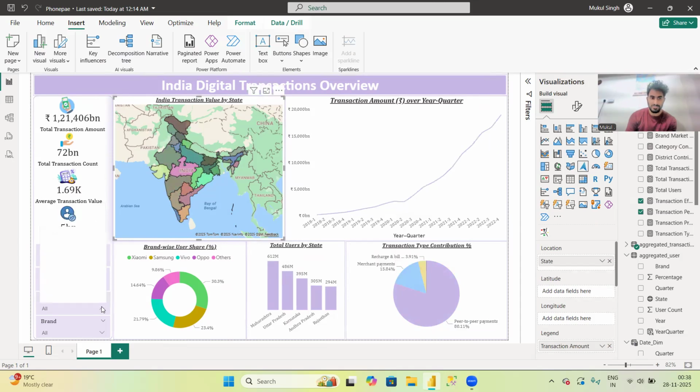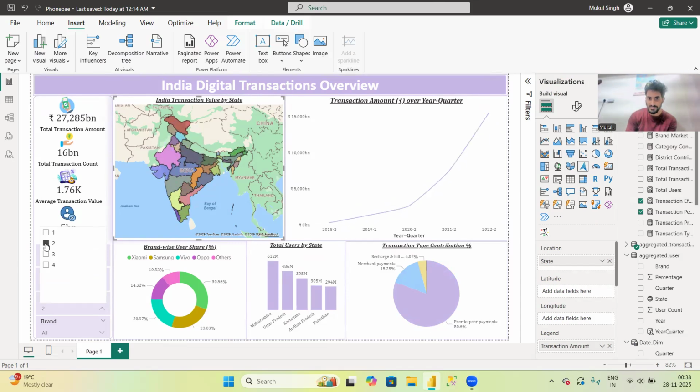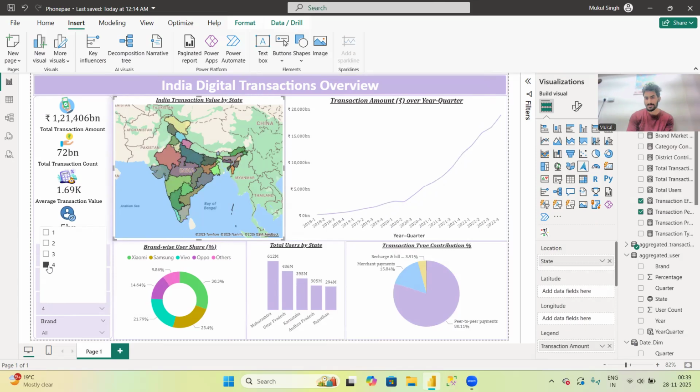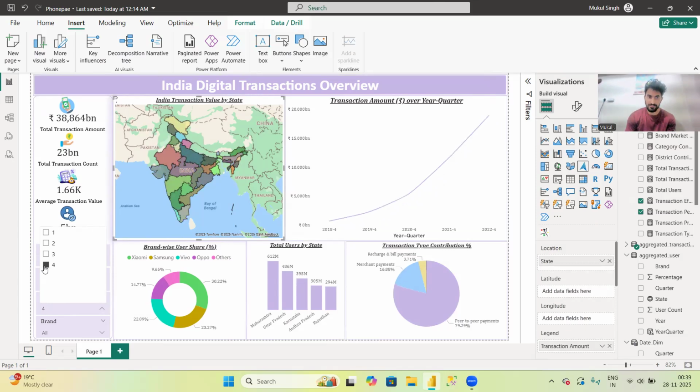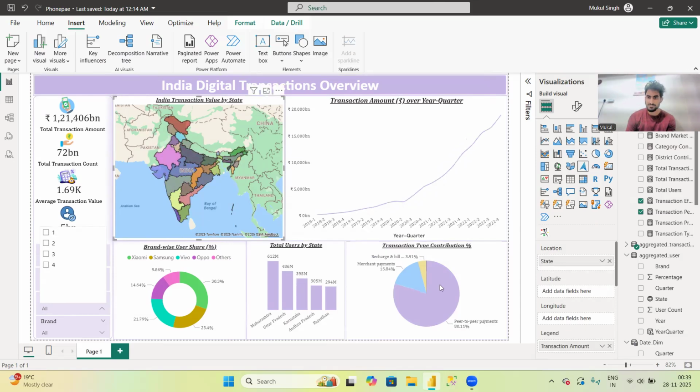If you want to see through quarters, like the first quarter, second quarter, third quarter, and fourth, it's a similar pattern. It's increasing only. So that's all. Thank you.